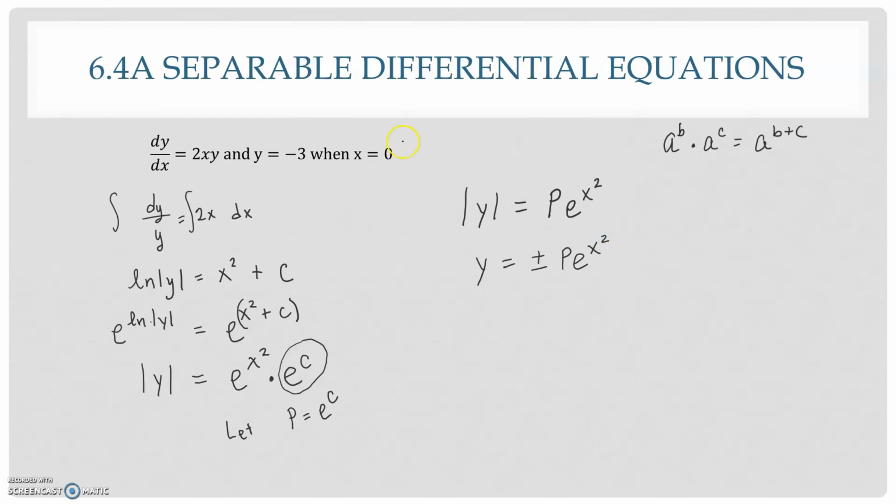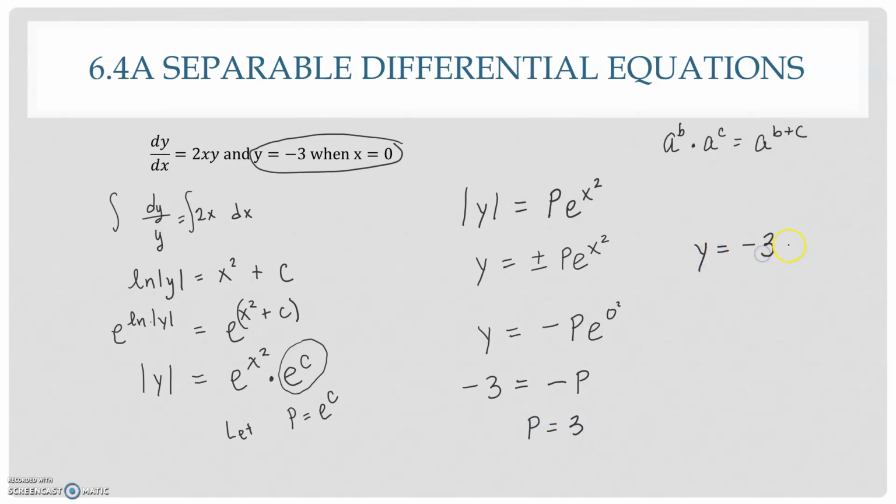Now I'm going to use my initial condition. Since my initial condition is negative, I will be using the negative version of my equation. So I have y is equal to negative p times e to the 0 squared. And so negative 3 is equal to negative p, which means p is equal to 3. So our equation is going to be y is equal to negative 3 e to the x squared.